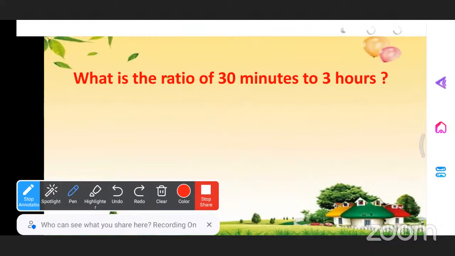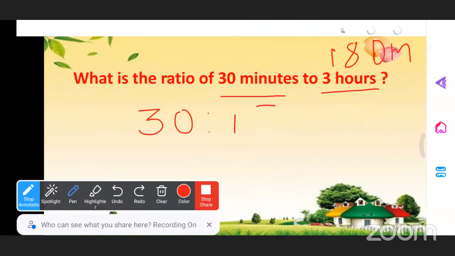Yes, ma'am. Here we find same units. So this is the 30 minutes, I take 30 minutes also. 3 hours we take into 180 minutes. Okay, Kana? So here the ratio form. So just we divide the ratio into simplest form here. How to divide?